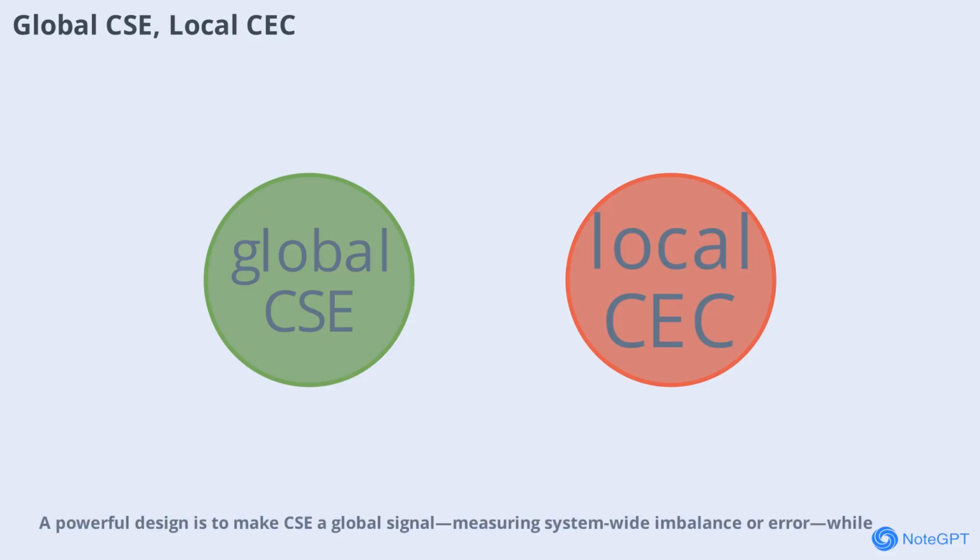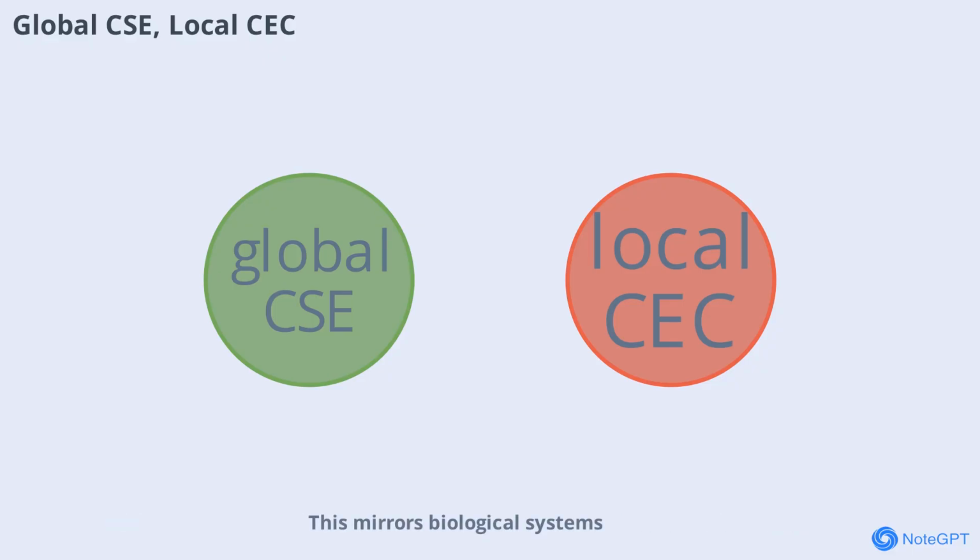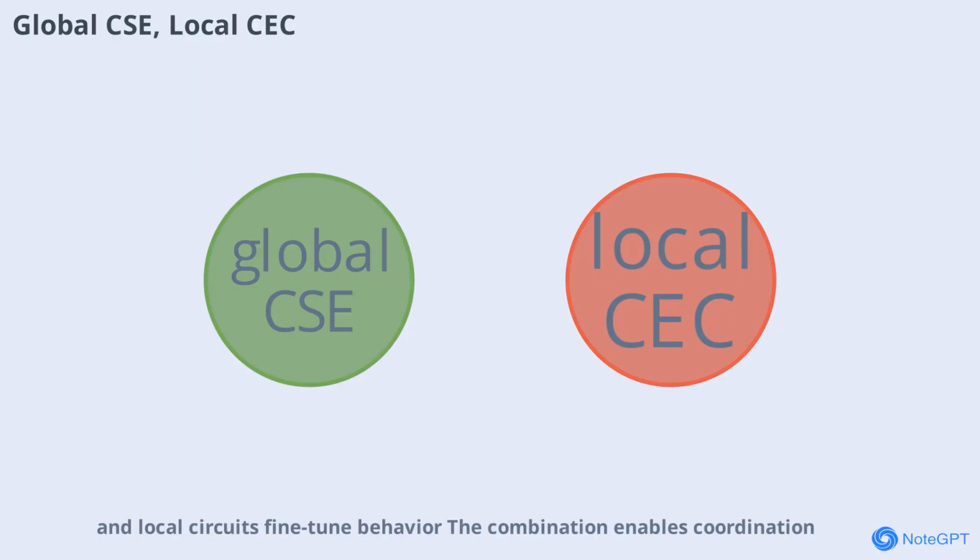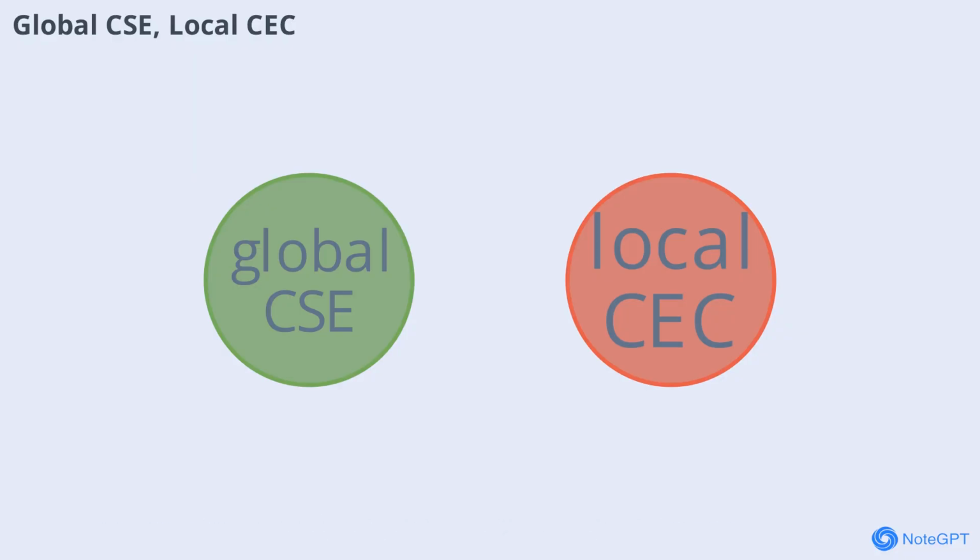A powerful design is to make CSE a global signal, measuring system-wide imbalance or error, while CEC is a local controller that uses both global and local information to act. This mirrors biological systems where global neuromodulators set the overall tone and local circuits fine-tune behavior. The combination enables coordination, robustness, and efficiency across scales.